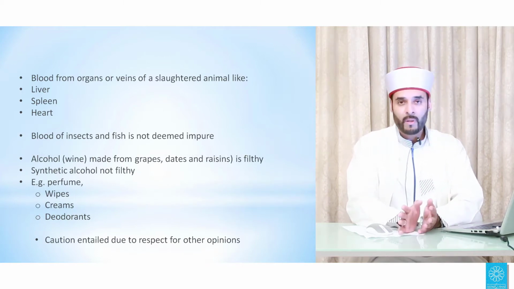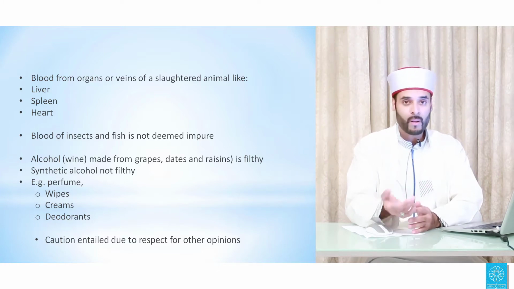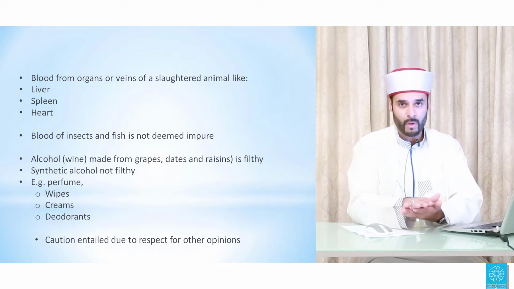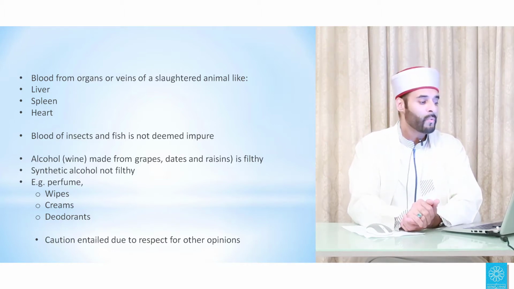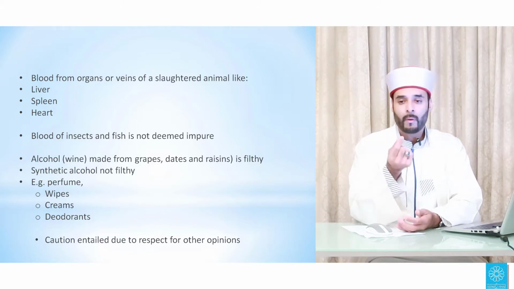So first of all, it must be known that blood from organs or veins of a slaughtered animal, like the liver, the spleen, or the heart, any blood that remains within the organ is not considered impure. Blood of insects and fish is not deemed impure. So insects, even though it's like a blood, it serves the function and purpose of blood, but it's not blood as we know it.